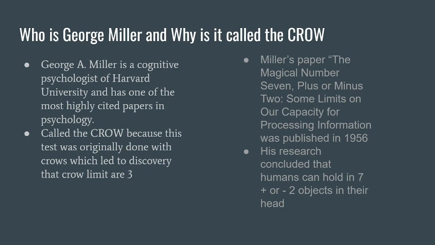And after that Crow test, they soon wanted to figure out what was the human limit. That led to George A. Miller. George A. Miller is a cognitive psychologist at Harvard University and has one of the most highly cited papers in psychology. His paper was called The Magical Number 7, Plus or Minus 2: Some Limits on Our Capacity for Processing Information, and it was published in 1956. His research concluded that humans can hold in their head 7 plus or minus 2 objects.